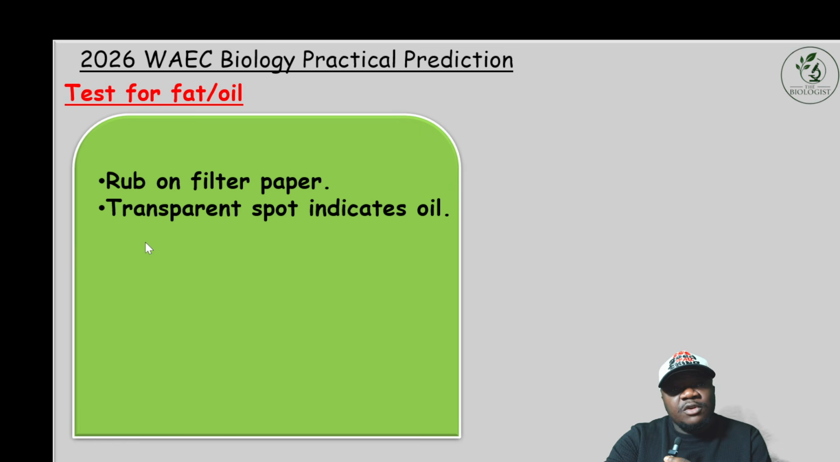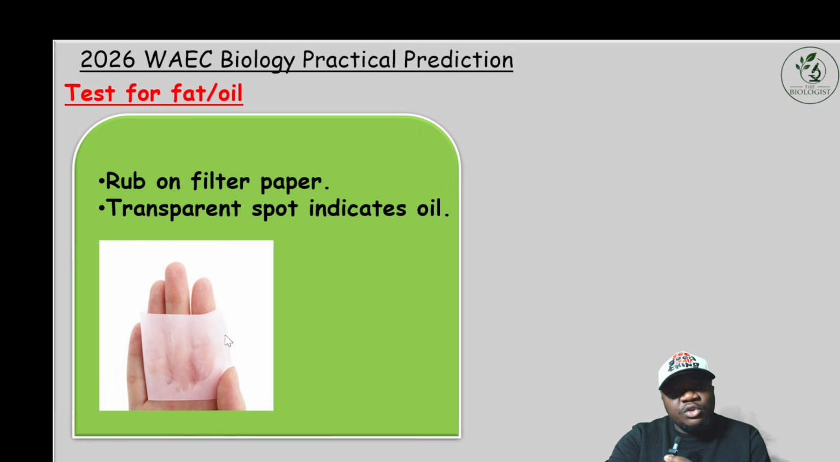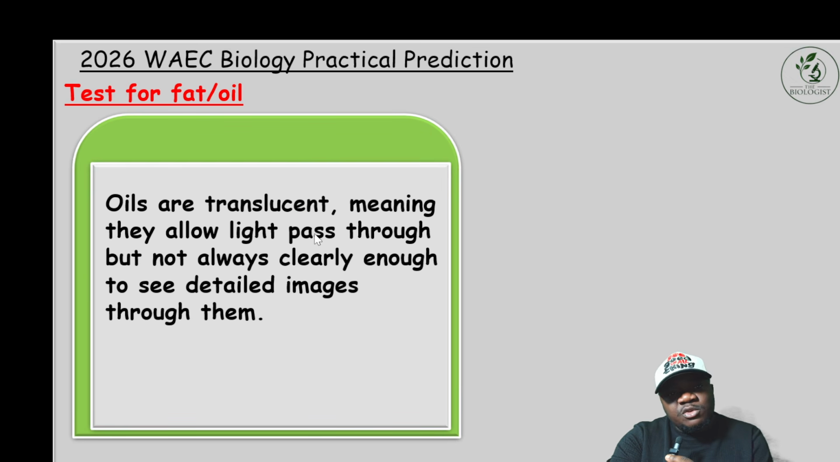So the next one is the test for fat and oil. The reason why I say fat and oil, I know in the experiment you're not asked to bring oil, but I just assume that because you have a crushed groundnut and groundnut contains oil, they may ask you to crush the groundnut, place it in a test tube, or place it on filter paper. You rub it, and this is what you're going to get: a kind of translucent surface like this. When something is translucent, it means that it allows light to pass through, but not always clearly enough to see details or images through it. All right. So oil is translucent.